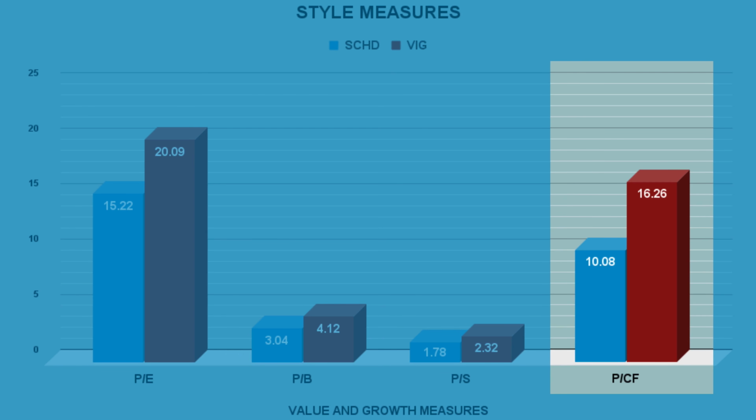Now for price to cash flow, SCHD has a PCF ratio of 10.08, which suggests its holdings are valued reasonably based on cash flow. On the other hand, VIG's PCF is 16.26, indicating investors are banking on future cash flow growth. As you can see, when we compare these measures, it's SCHD value, VIG growth.